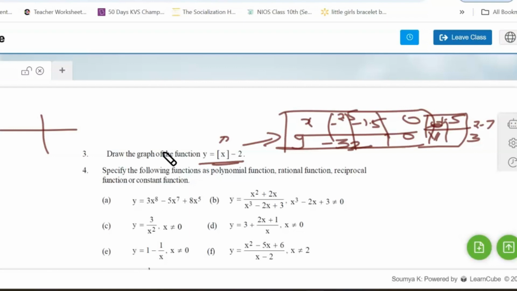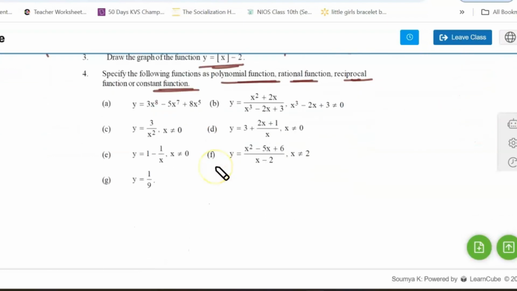Okay, next, the fourth question is to categorize the function as polynomial, rational, reciprocal, or constant function. So the meaning of all this we have already discussed in our previous video of special functions. Okay, just go and visit that video on types of functions. So this is a polynomial function. This is a rational function because you can see it is in the form of rational numbers. Then comes 3 by x square, that is again rational, p by q form where q is not equal to 0.